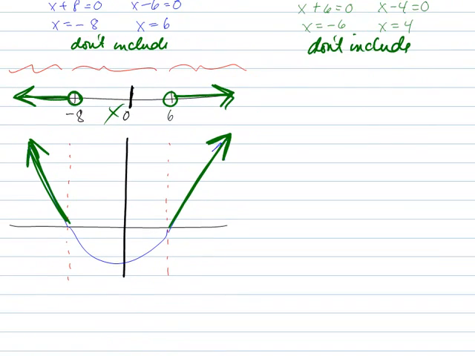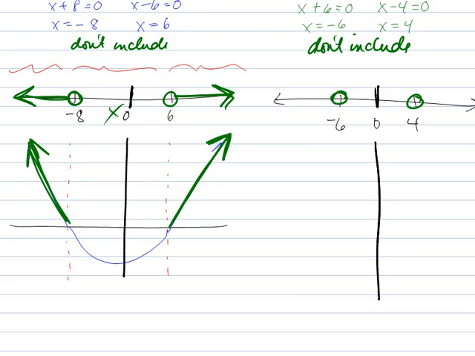And we've got that. And again, we don't include the endpoints, because we are looking for strictly less than, not less than or equal to, strictly less than. So I'm going to draw my number line. I've got a 4 and a negative 6. That's 0. I'm not going to include.